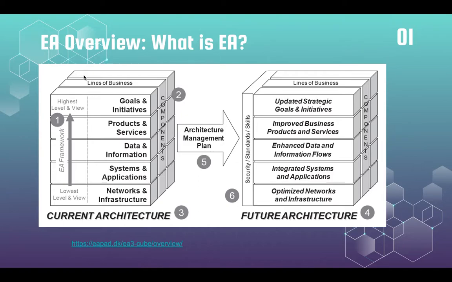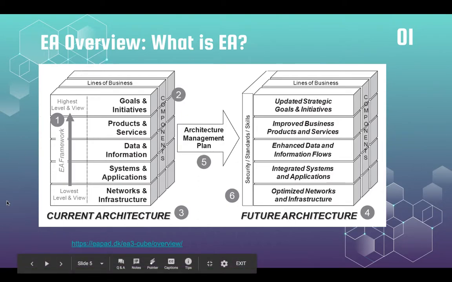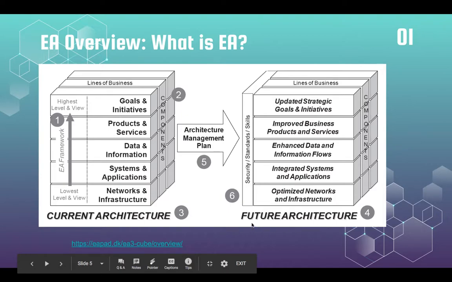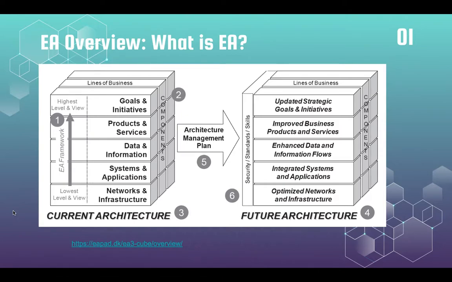So if we look at this diagram here from our textbook, what we can see is that we have this three-dimensional enterprise structure, and we have a current architecture and a future architecture. And this is one of the big reasons why enterprise architecture is important, because it helps us move the organization, the enterprise, towards a future desired state.